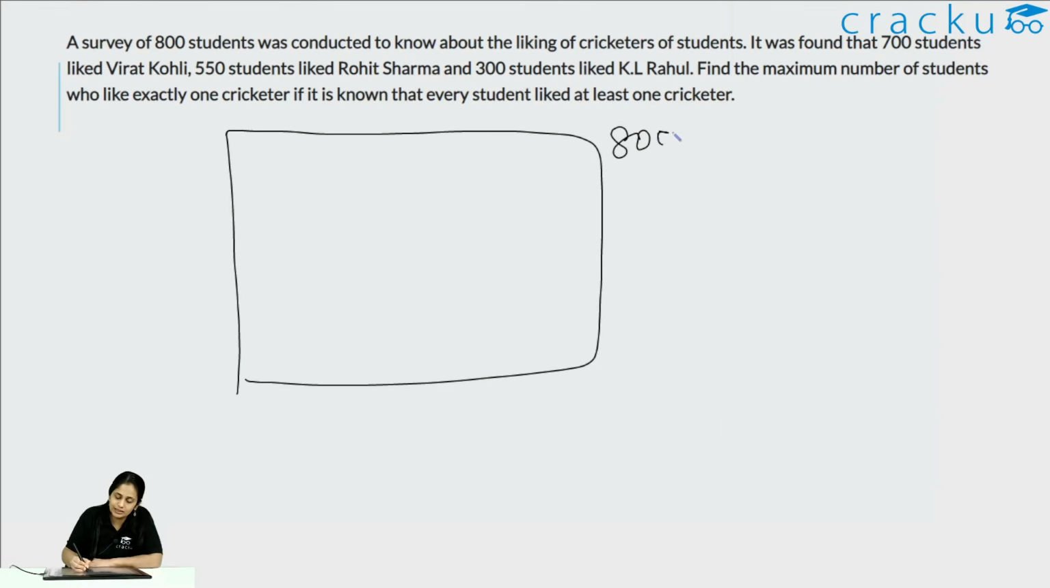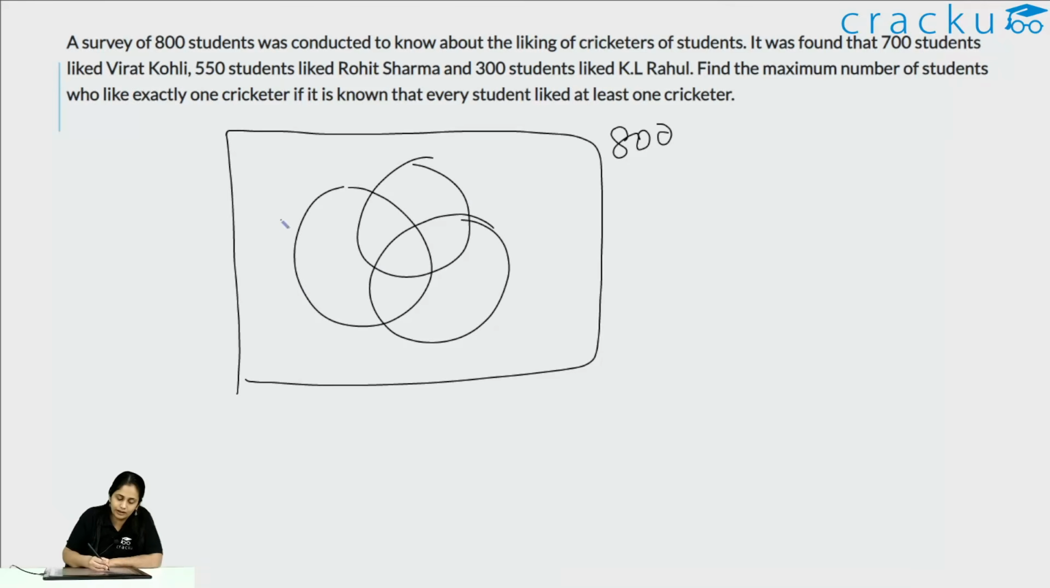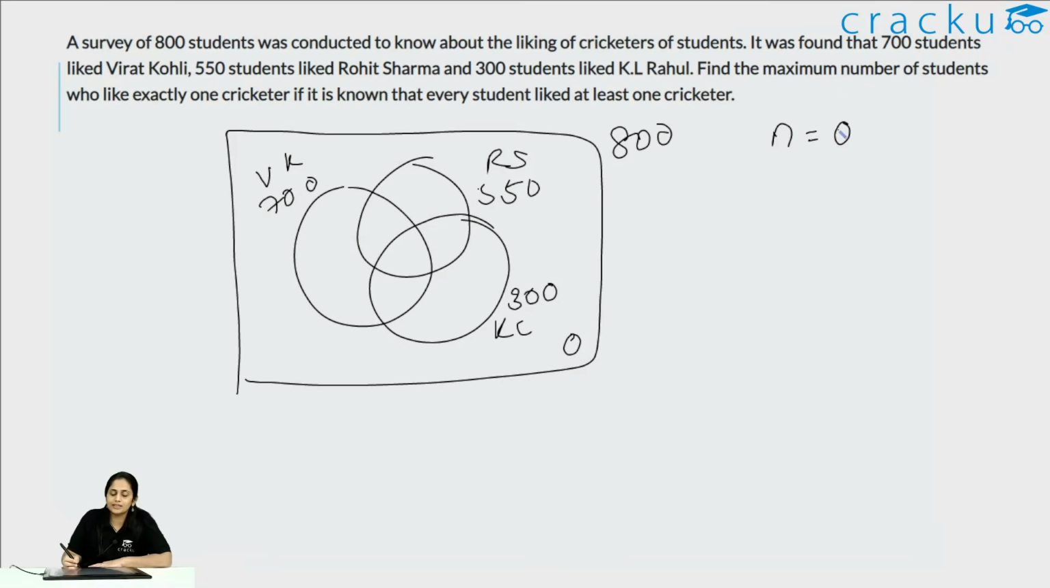So what is essentially given? The universal set is 800. Then you have Virat Kohli, which is 700, Rohit Sharma, which is 550, and KL Rahul, which is 300. And we are given that everyone liked at least one cricketer, which means N is equal to 0. Now if N is 0, then S plus D plus T, where S is the number of students who like exactly one cricketer, D exactly two cricketers, and T exactly three cricketers, is equal to 800.